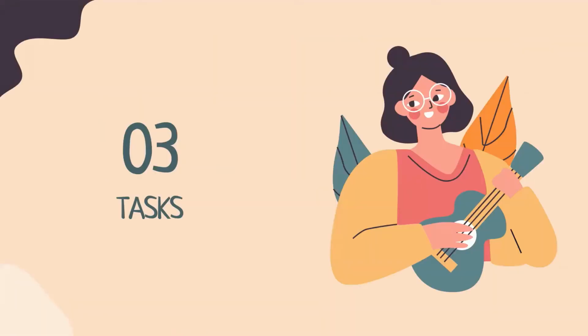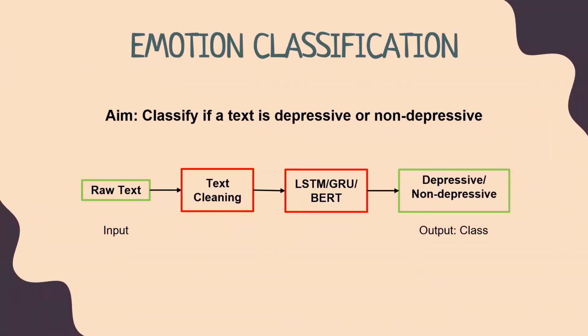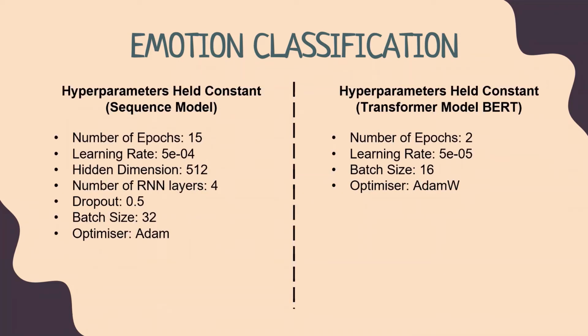Moving on to tasks. For the first task, we will be doing emotion classification, which aims to classify if a text is depressive or non-depressive. The pipeline shows a brief outline of how this classification task is carried out. For this task, we will be adopting two approaches: the sequence models LSTM and GRU, and the transformer model BERT.